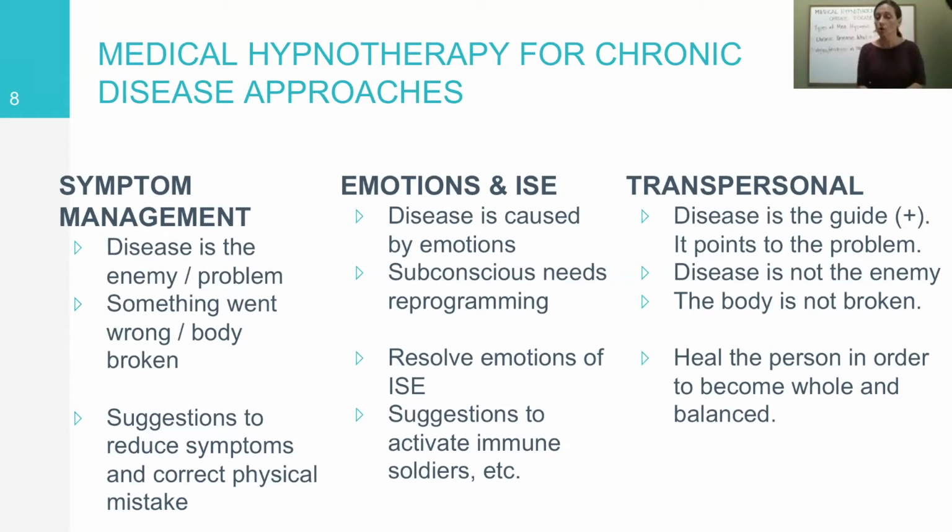Something is wrong. Something is wrong with my nervous system. In Parkinson's, something is wrong with my brain, it doesn't create enough dopamine. And so if you're working under that paradigm, what you're going to do is try to reduce and correct the symptoms.